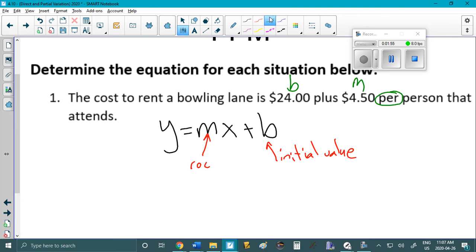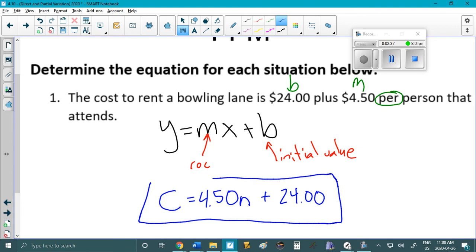Now, instead of y equals, it's a cost question. So cost equals M, which is $4.50. I don't put dollar signs in equations. 4.50x. Now, instead of x, we have to figure out what's going to determine the cost. Well, the cost changes based on the number of people. So I'll put N for number of people, or P for people, and then plus B, the initial value, or 24.00. If you had 4.5N plus 24, that's correct. It's just when it's dollars, I put 2 decimal places because it makes it obvious. So there is the equation for the first one.